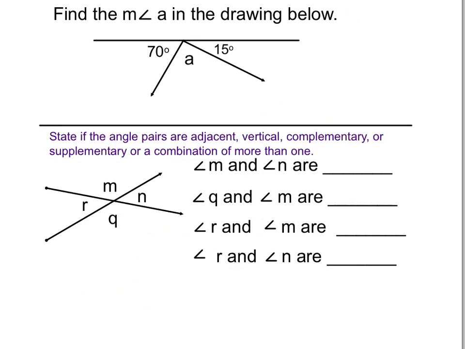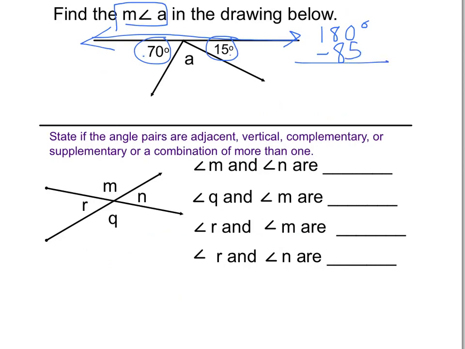Find the measure of angle A in the drawing below. So notice that these three angles together make a straight line. And all straight lines are 180 degrees. So if I take these two together and subtract them, because 70 and 15 together are 85, I get 95 degrees left. That's going to go here because I want all three of these angles to add up to 180.